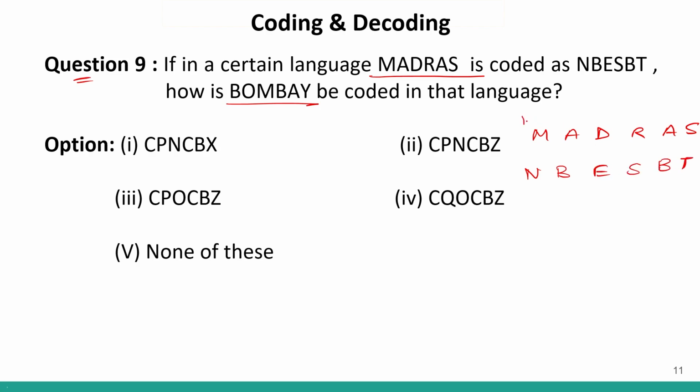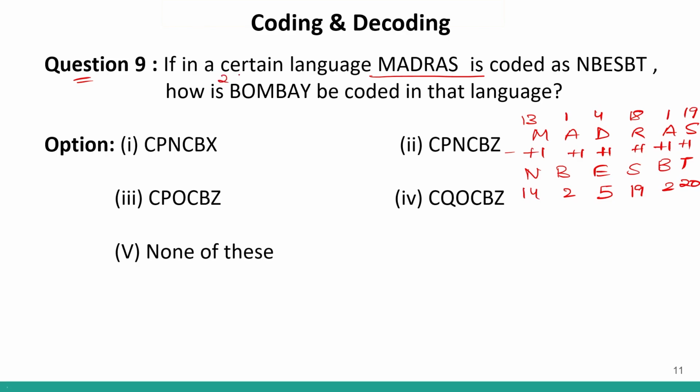So this is 13, this is 1, this is 4, this is 18, this is 1, and this is 19. Over here, the forward ranks are 14, 2, 5, 19, 2, and 20. So clearly, this is plus 1, right? Plus 1, plus 1. Here also plus 1. Each alphabet is moving one position ahead. So we'll do the same thing for Bombay.